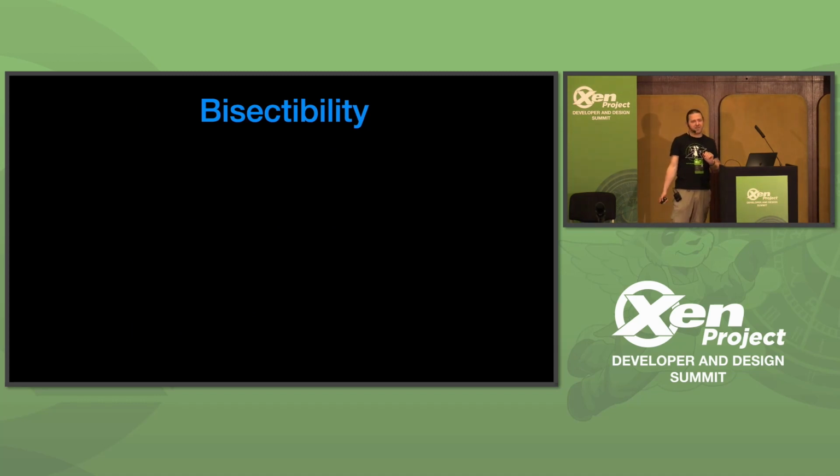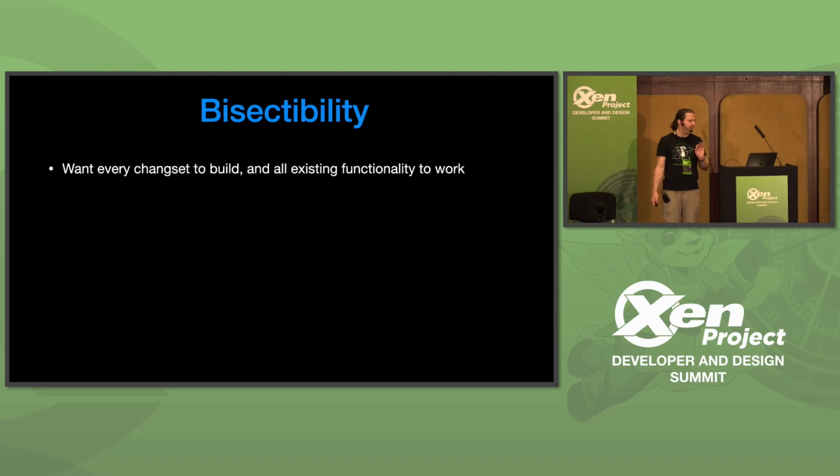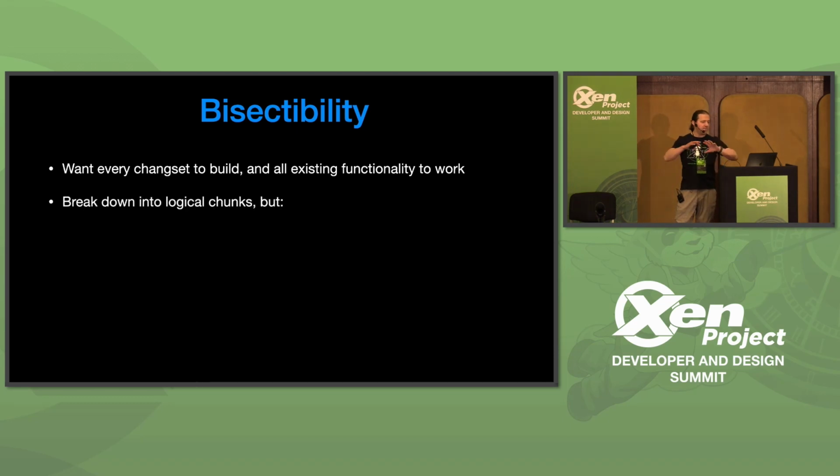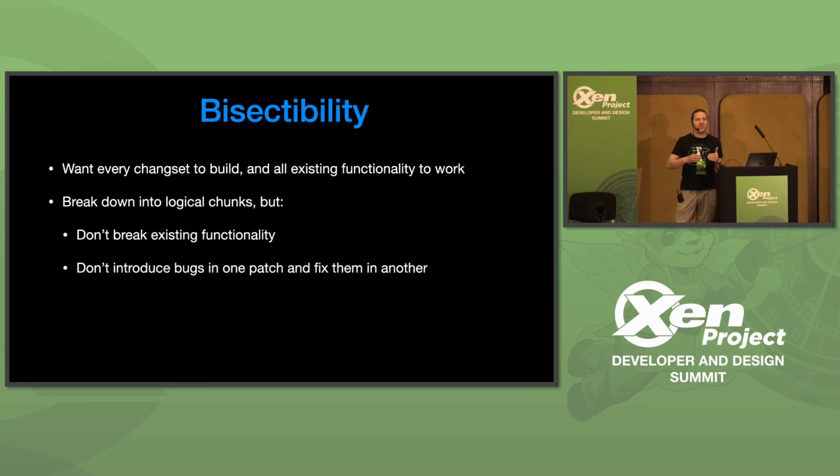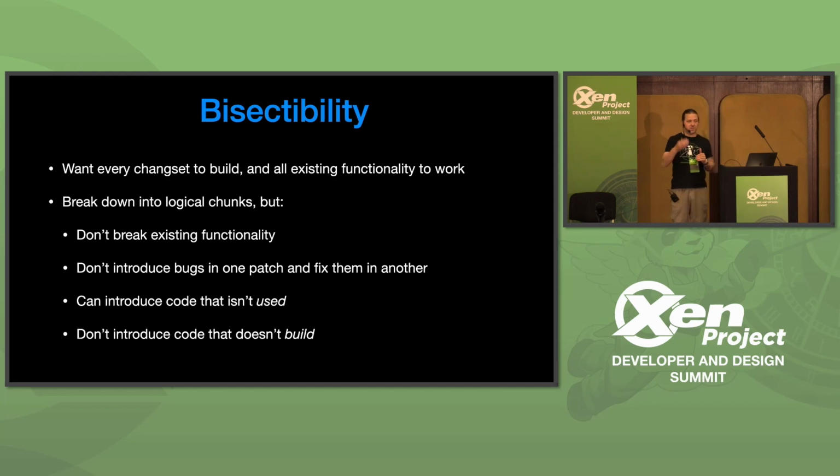Yeah, so another thing, bisectability. It is important that every patch, as much as possible, builds and does not have any regressions. You want to break down your patch trees into logical chunks, but we don't want to break any existing functionality, and we don't want to introduce a bug in one patch and then fix it in another. You can introduce code which isn't used, but you can't introduce code which doesn't build.